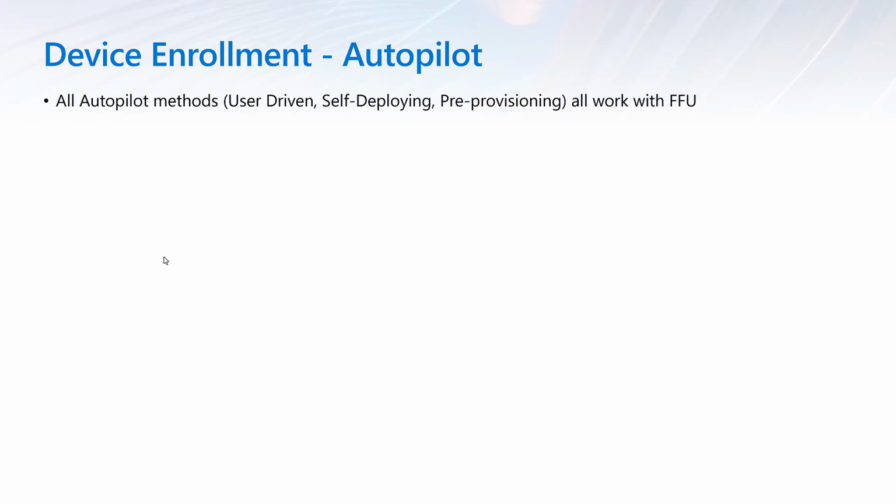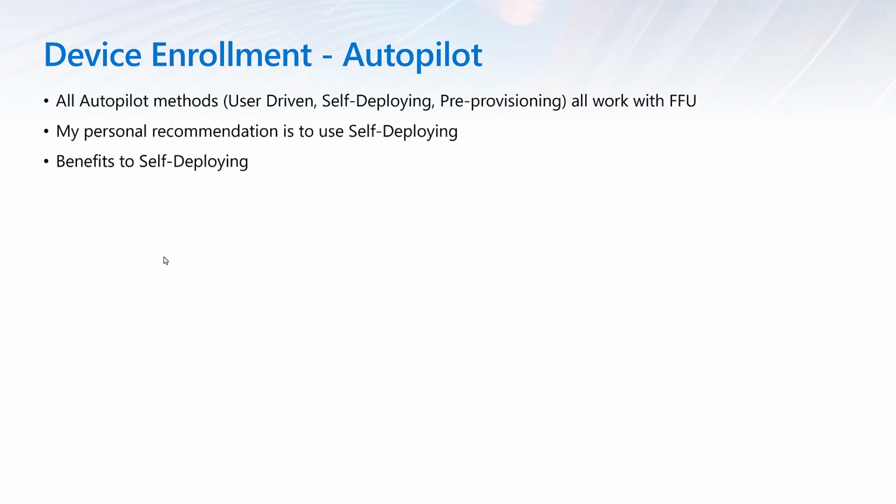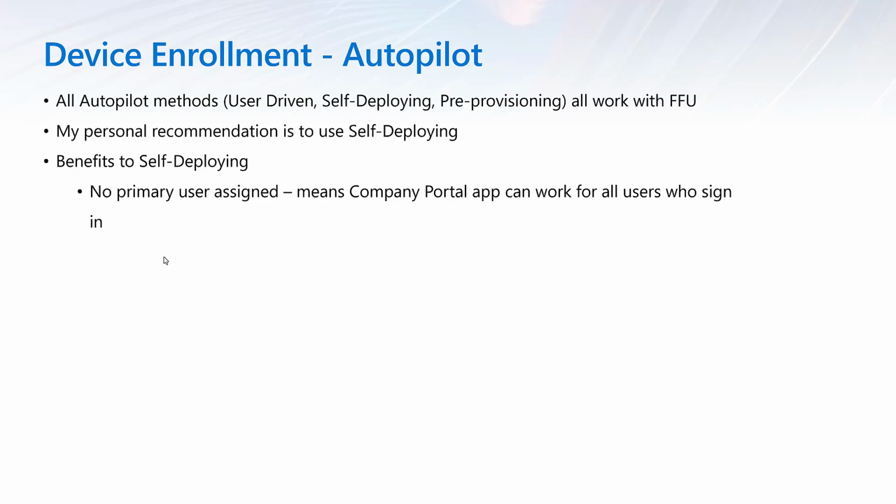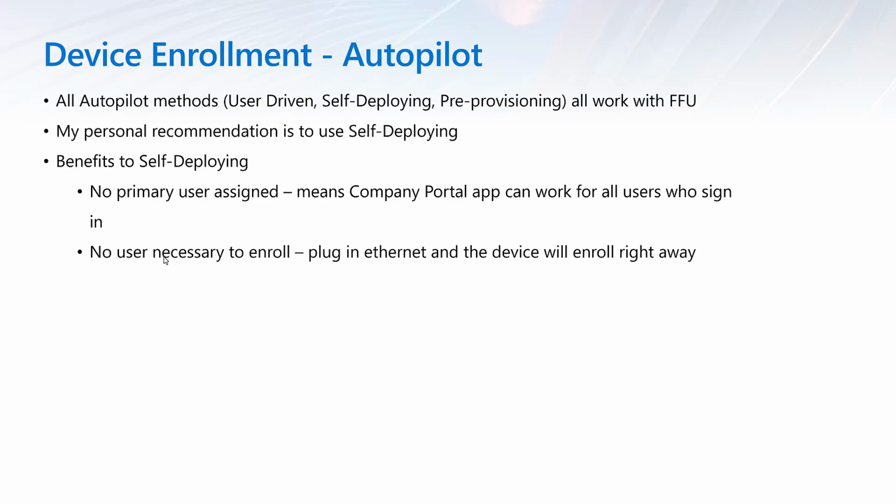Okay, so for Autopilot, regular Autopilot, not AP for existing devices, all Autopilot methods, user-driven, self-deploying, pre-provisioning, they all work with FFU. Now, my personal recommendation is to use self-deploying. The benefits to doing this is that there's no primary user assigned. What this means is that the company portal app can work for all users who sign into the device. There is no user necessary to enroll. So if you have Ethernet plugged into the machine, then the device is going to enroll right away. We don't have to wait for someone to type in a username or password. We just automatically start to enroll the device.